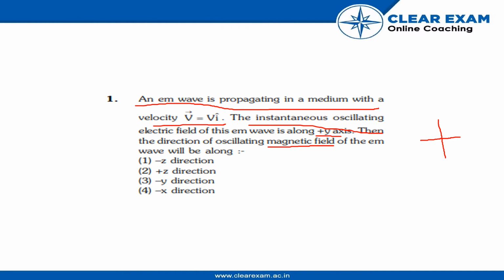So you need to know that the magnetic field, the electric field, and the direction of propagation are mutually perpendicular to each other. So the only direction possible for the magnetic field is the z direction, and so you can rule out option 3 and option 4. Now we need to find out whether the magnetic field is oscillating in the negative z direction or the positive z direction.